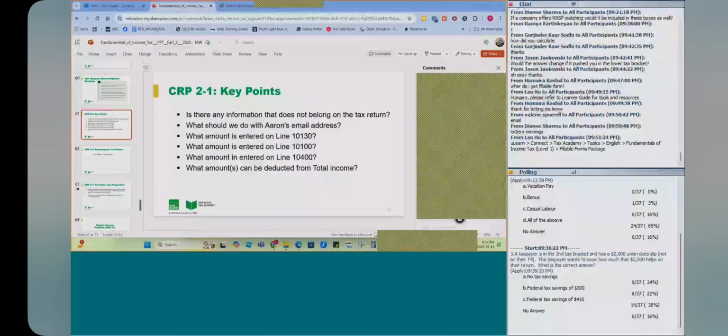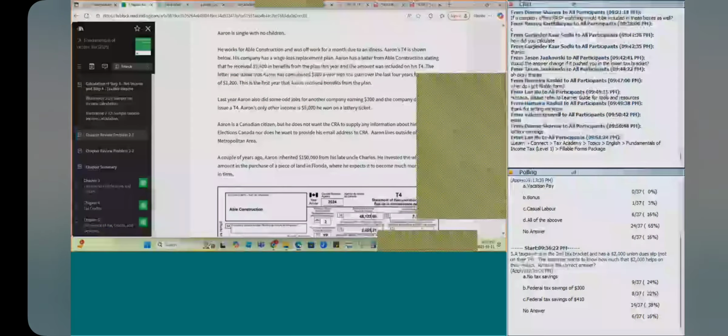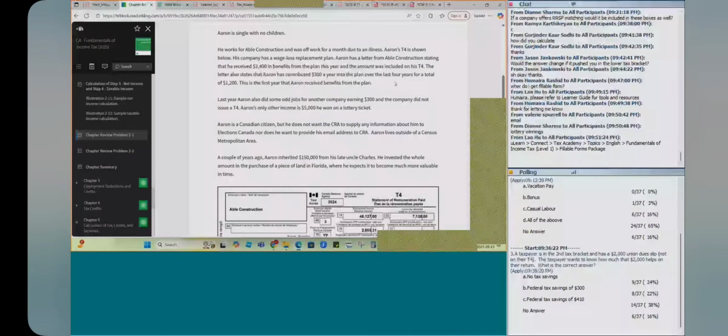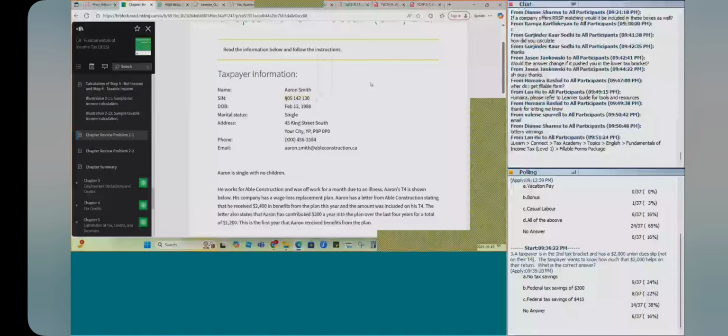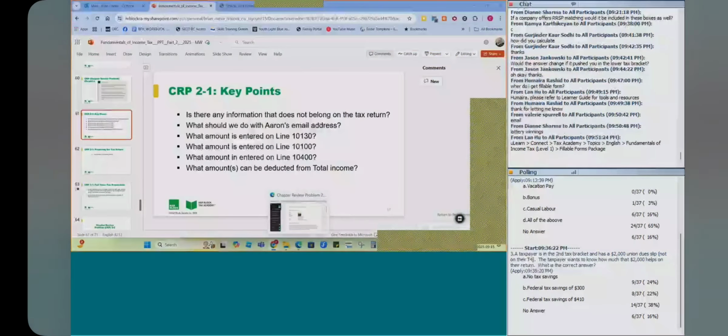All right, so what we need to figure out is what amount goes on line 10130, 10100, what on line 10400, and what amounts can be deducted. Well, let's work through as far as we can until 9 o'clock, or just before 9, just to give you an idea how to get started. And then I can show you the results in our next session briefly. So, first of all, social insurance number 805-142-130. So let's drop that in there.